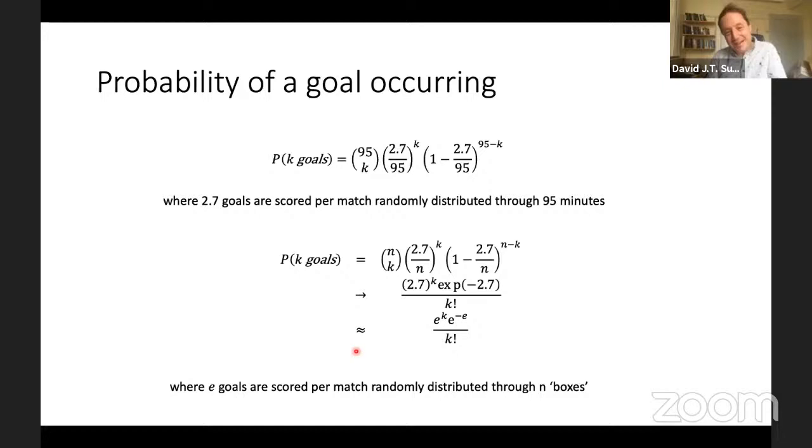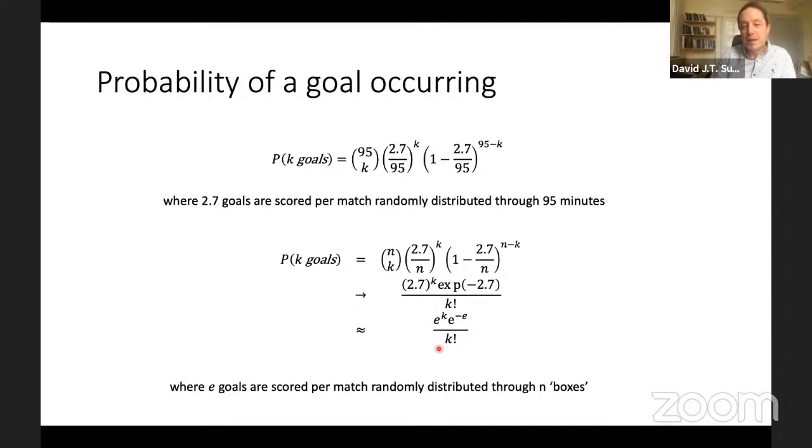This is a bit geeky, actually. I actually thought about this a lot, that 2.71 is very close to the number e. So e is approximated by 2.71. So the fact that you have 2.7 goals in football means you can actually write this equation down, which will work very nicely for a lot of goals in football.